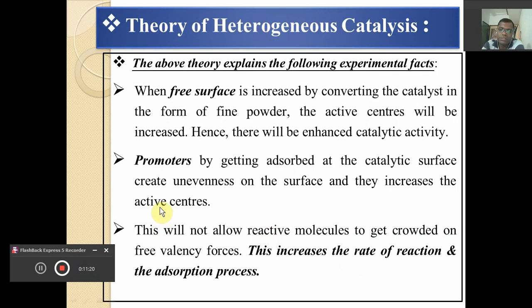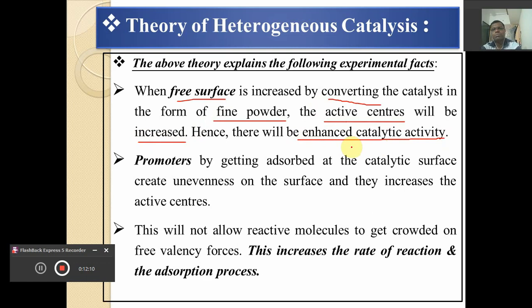So from the above discussion, there are some experimental facts observed during the study of the theory of homogeneous and heterogeneous catalysis. The first point observed is that the free surface can be increased by converting the catalyst into a fine powder. It means that whenever we want to increase the surface area, because surface area is directly proportional to the rate of reaction, the free surface is increased by converting the catalyst into fine powder, and the active centers will be increased, and the rate of reaction will also increase due to enhanced catalytic activity.